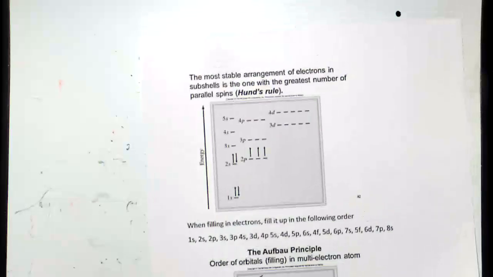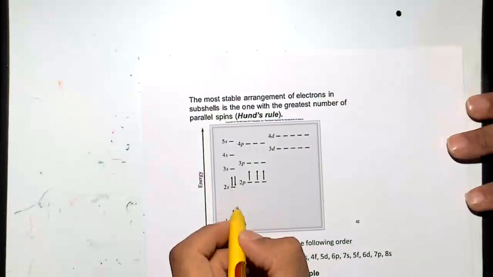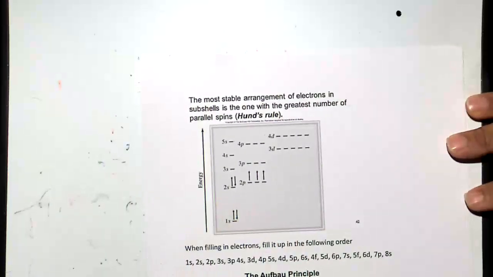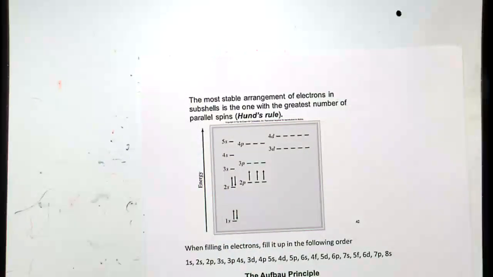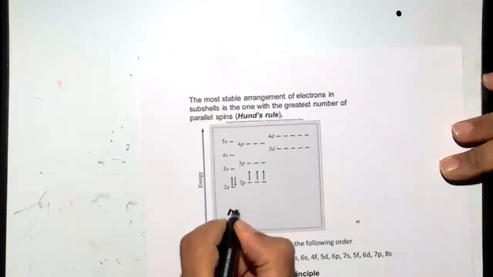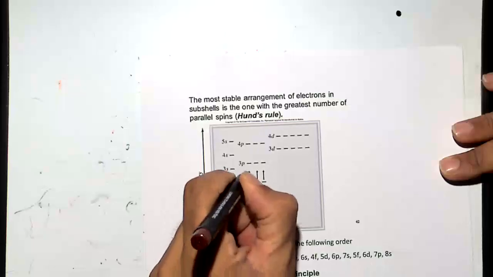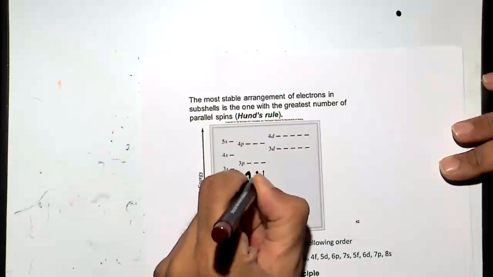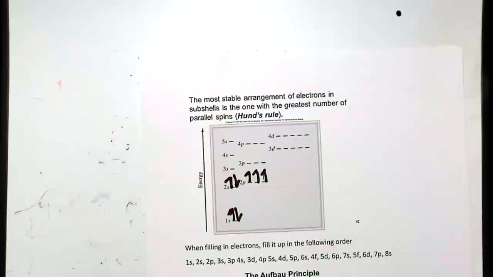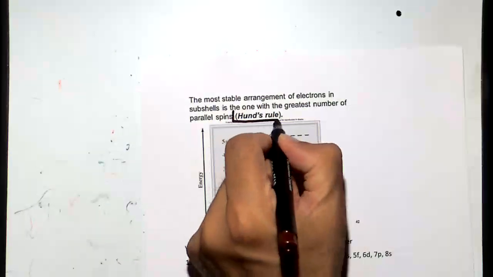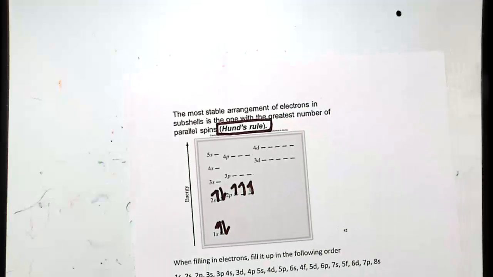So a couple of things here. This is just a review. Make sure you know the order. I think we went over this, but I'm going to go over it again. How will they go in the 1s orbital? Spin up, spin down. How will they go in the 2s? And then 2p, and then they pair. This is called Hund's rule. Okay, that's the most stable arrangement.